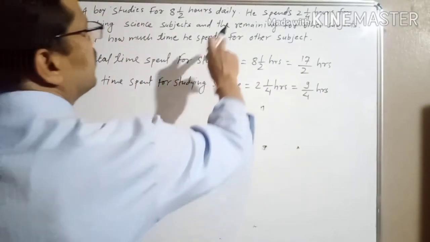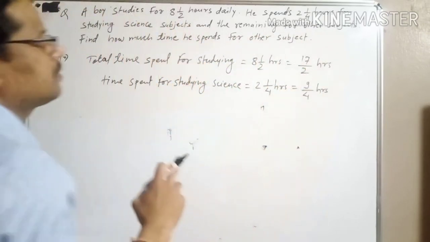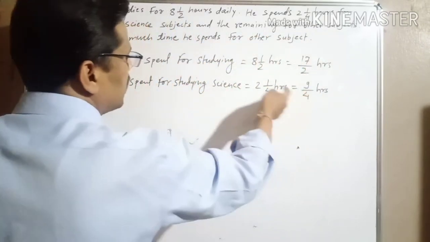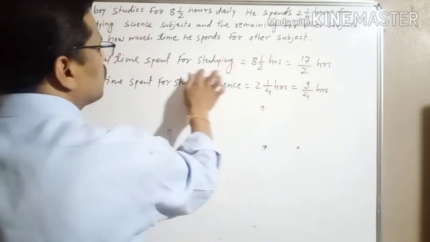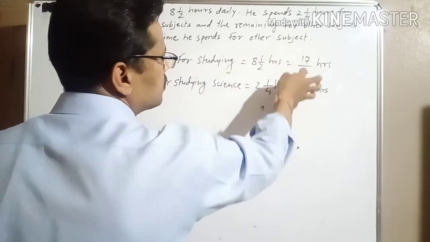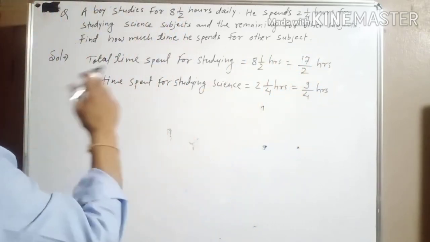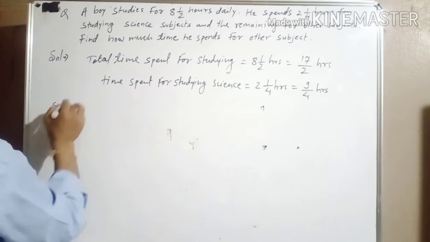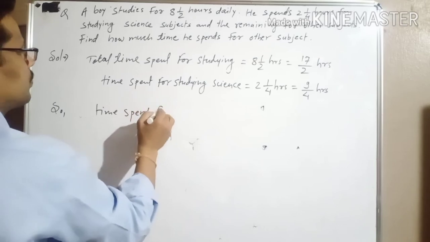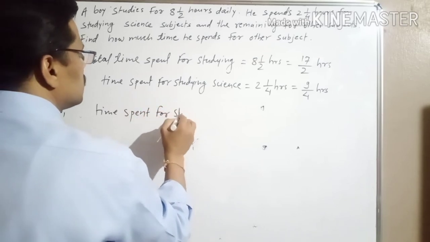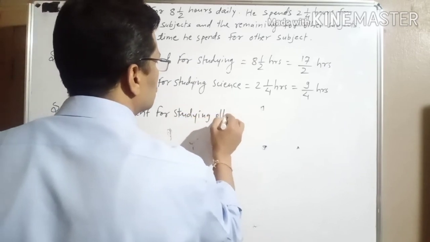Now, what we have to find is the remaining time. The remaining time he spent for other subjects. So how will you get the remaining time? If you subtract the time spent for science from the total time, from 17 upon 2. This is our total time. We have to subtract 9 upon 4 from 17 upon 2. So we will get the time spent for other subjects. So we can write here the time spent for studying other subjects.